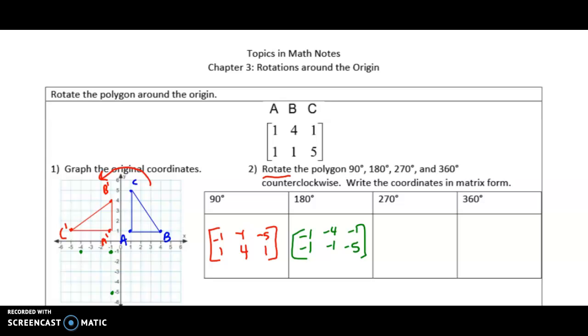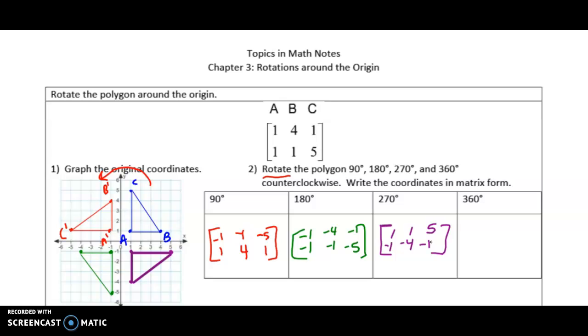Alright, let's go 270 degrees. Alright, so rotated 270 degrees. Another way to think about it is it's just clockwise 90 degrees. And we'll talk about the negative degrees here in a little bit. But let's come up with the new coordinates. Alright, so your A prime, or A prime prime prime, would end up being 1, negative 1. Okay, B would be 1, negative 4. And C would be 5, negative 1.